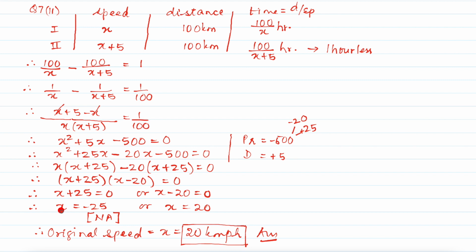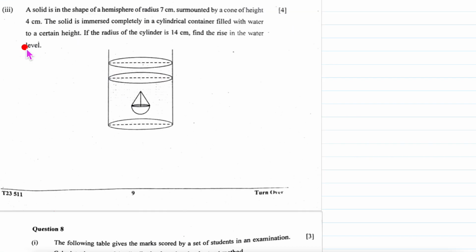When x is minus 25, we say it is not applicable, because our speed cannot be negative. So x is equal to 20. So the original speed is x, which is 20 kmph, and this is how you get your full marks for this question as well. Now we come to the third part of question 7, and this diagram has been given.